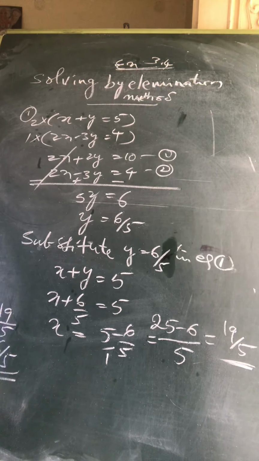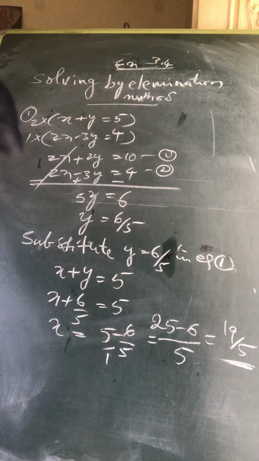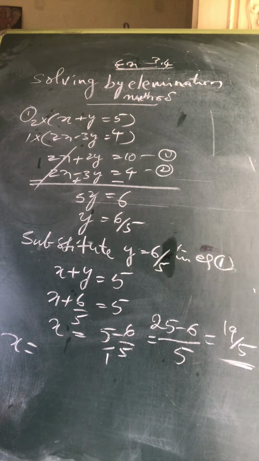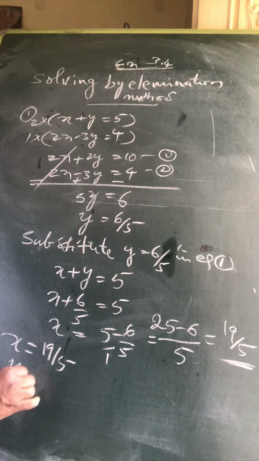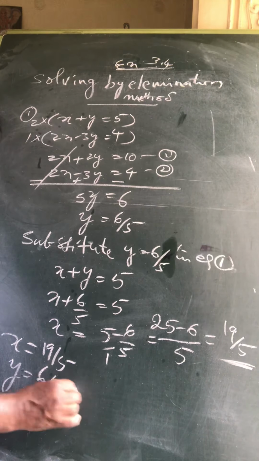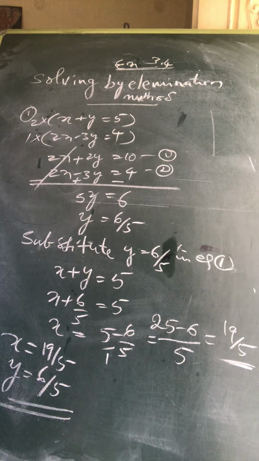Have you understood that? I think you are unable to see this. Here, x is equal to how much? 19 by 5 and y is equal to 6 by 5. Okay. So here we have to know whether our answers are correct or not. What we have to do? These values you have to substitute either in the first equation or in the second equation. It should be satisfied. That is for verification whether our answer is correct or not. Have you understood, please?